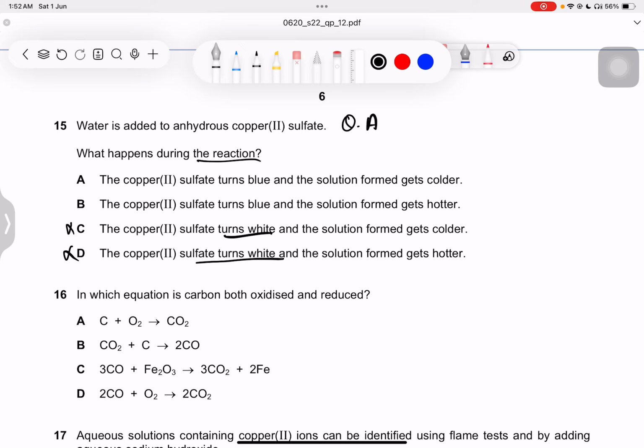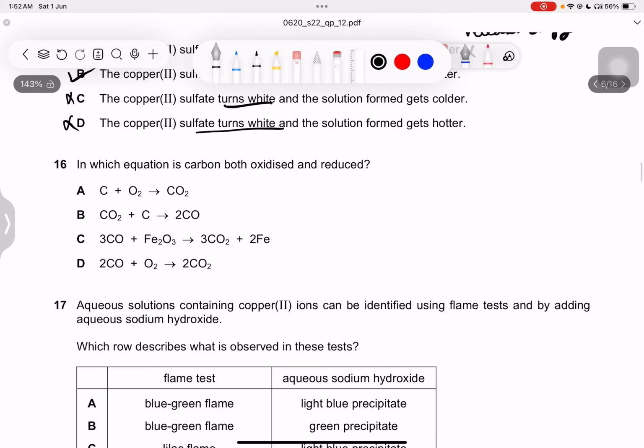The solution gets colder or hotter. So this is hydration basically. Hydration is an exothermic reaction. So it releases energy. So releasing energy means that the reaction mixture would increase in temperature, it would get hotter. So it would not get colder, it would get hotter. Hydration is exothermic.